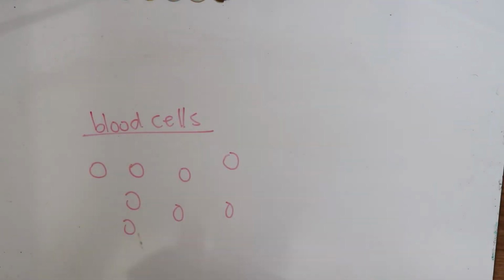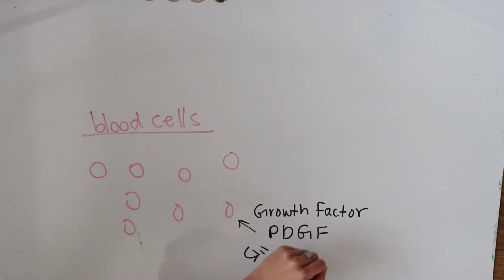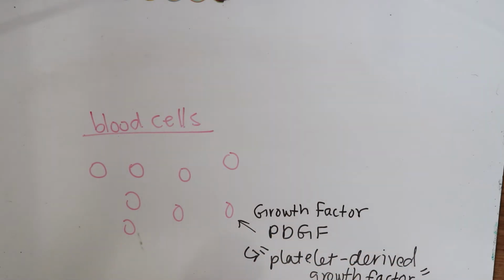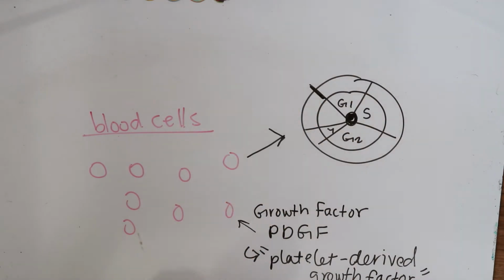For example, blood cells have a growth factor called platelet-derived growth factor, or PDGF. The PDGF molecules trigger a signal transduction pathway that allows the cell to pass the G1 checkpoint and divide.